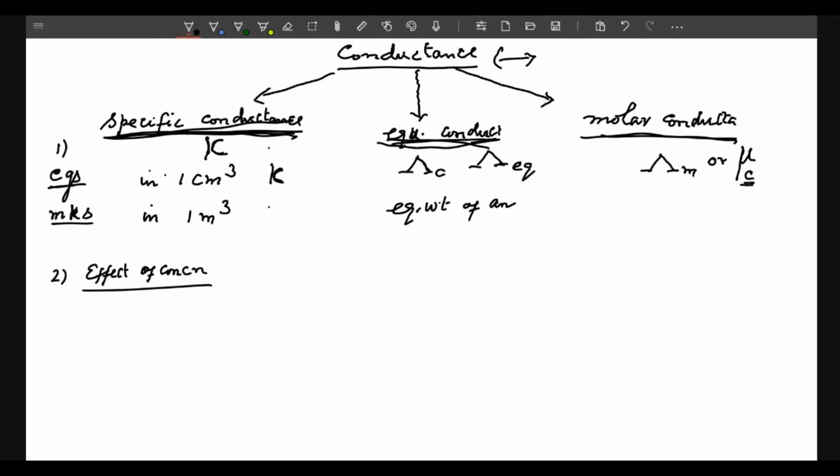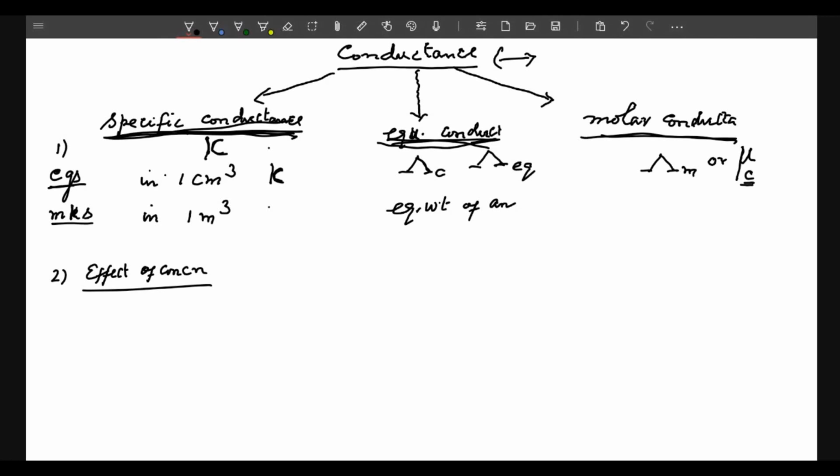Second thing is the temperature. Higher the temperature, higher would be the movement of the ions. Higher the movement of the ions, higher would be the ionic conductance. Therefore, temperature is the second one. Third one is inter-ionic interaction.